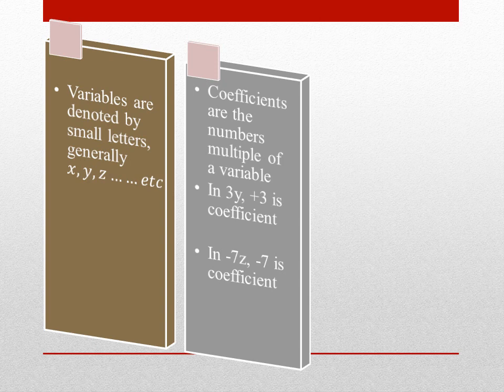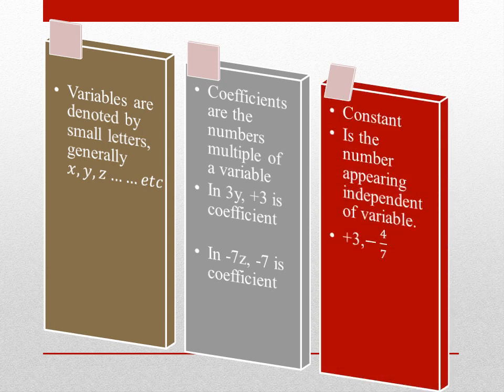For example, in 3y, plus 3 is the coefficient. In minus 7z, minus 7 is multiplied by z, it is the coefficient. In minus z, minus 1 is the coefficient. Coefficient is always multiplied by the variable.